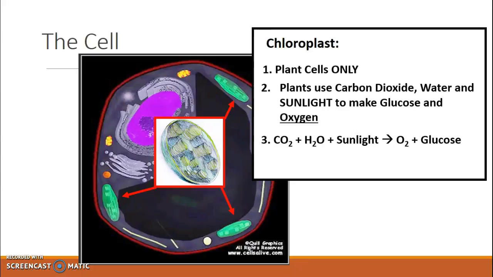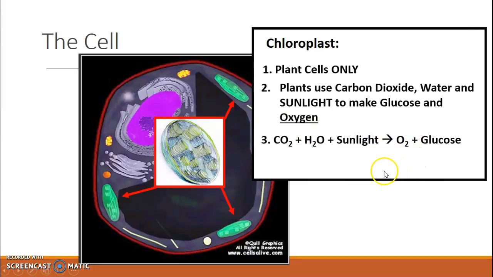So before, you learned that plants do photosynthesis to make food, and that is correct. Now we're going to step up our vocabulary a little bit, and we're going to call that food glucose, okay? The oxygen is actually a waste product.